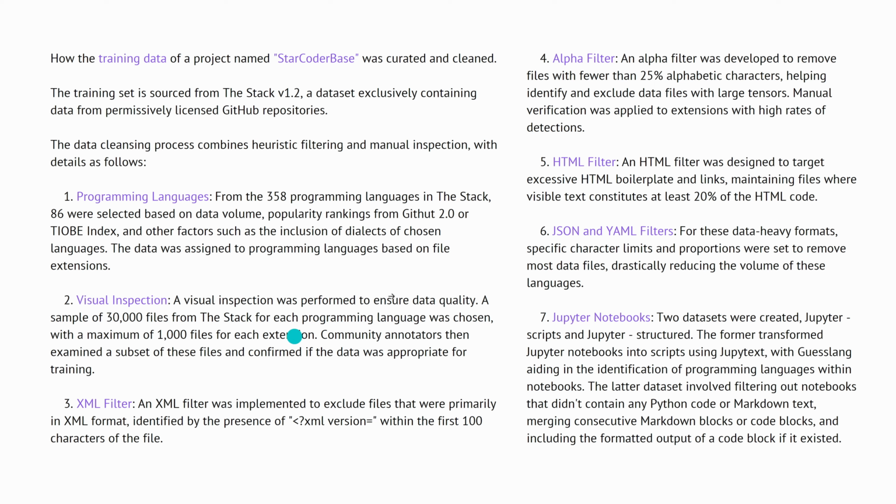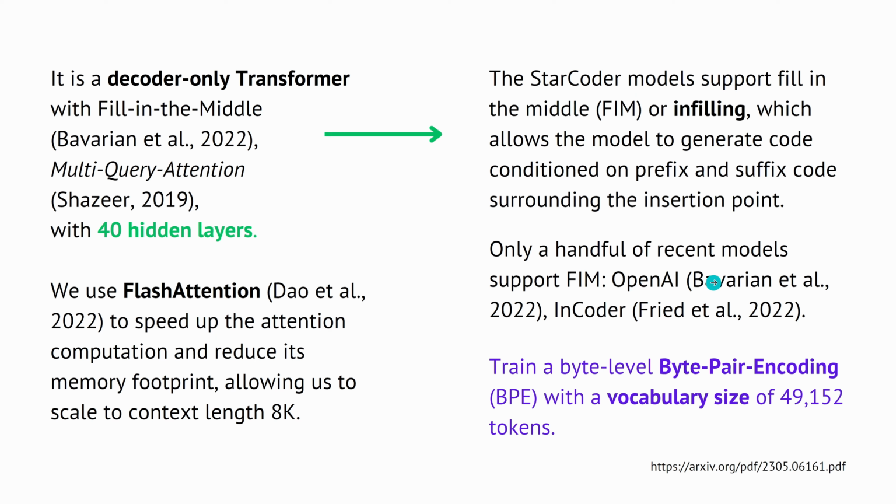You have an XML filter, you have an alphabetic filter where they say, we remove any files with fewer than 25% alphabetic characters, helping identify the data. They have an HTML filter that was designed to keep files where the visible text constitutes at least 20% of the HTML code. They have a JSON filter, a YAML filter, Jupyter notebooks. They cleaned up everything. And it is so important that we have this open source exercise by the community.